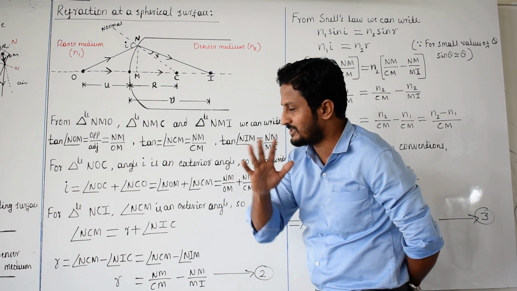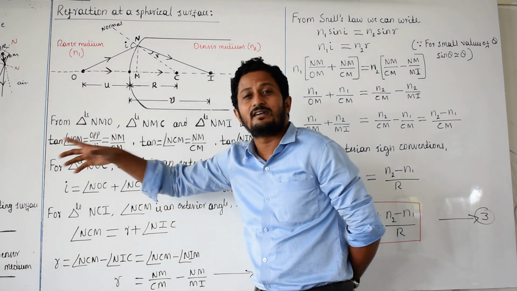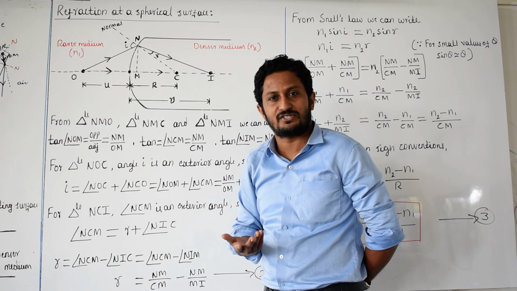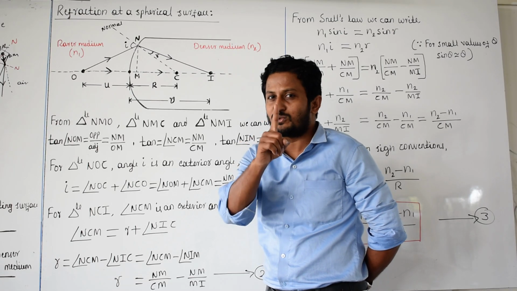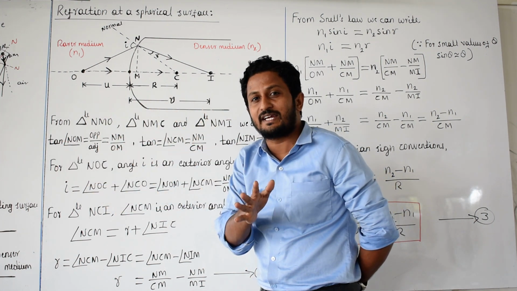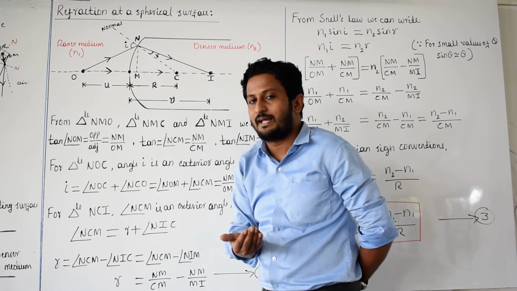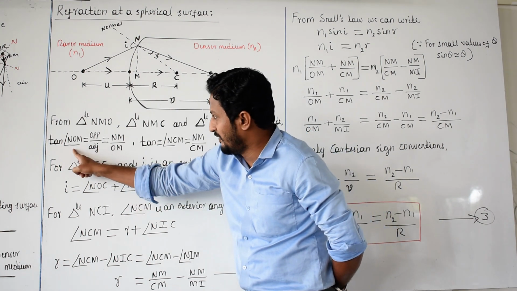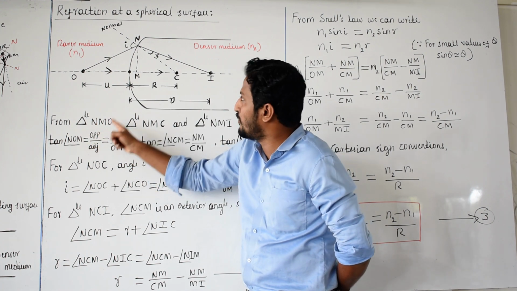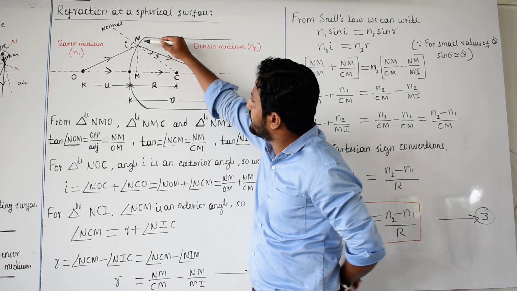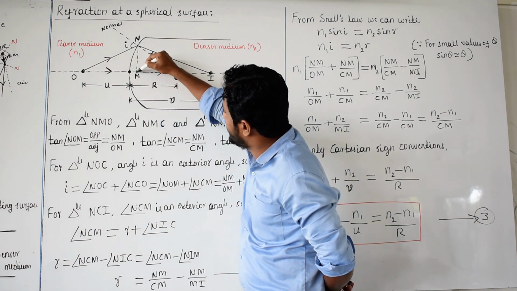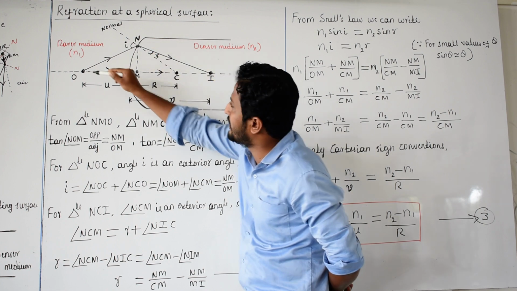What we can write? Just you see. I have taken the tan function. There are 6 trigonometric functions, and among those we are using the tan function. Tan of any angle is equal to opposite by adjacent. Tan of NOM in this triangle. Look at triangle NMO.